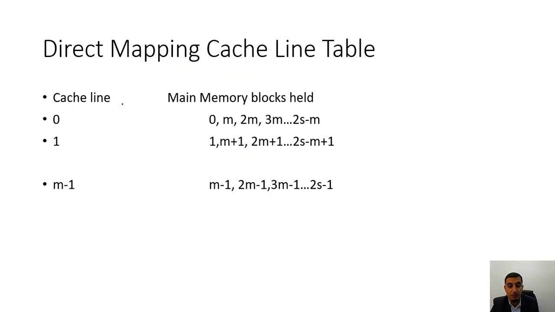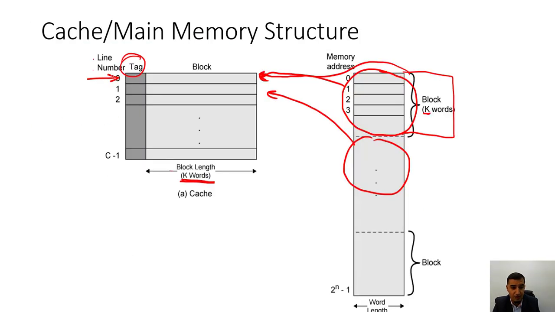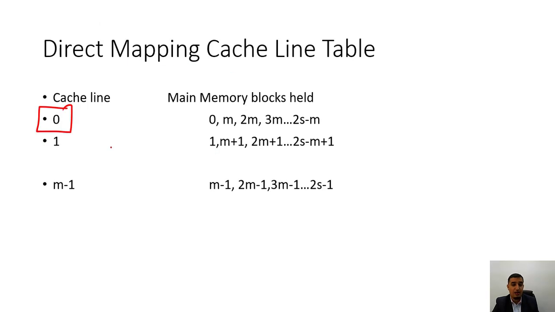So this is an example. If we are talking about cache line 0, which is this line over here, this line can hold the blocks 0, M, 2M, 3M, up to 2^S minus M. If we are checking line number 1, then it will be holding memory block 1, M plus 1, and so on, until the end of the cache lines.